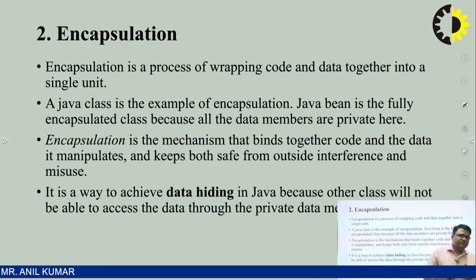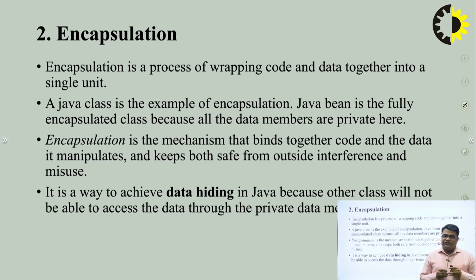Encapsulation is the mechanism that binds together data and the code that manipulates it, and keeps both safe from outside interference and misuse. This is the main motive to provide authorization through encapsulation. It is a way of achieving data hiding in Java, because other classes will not be able to access the data through the private data members.